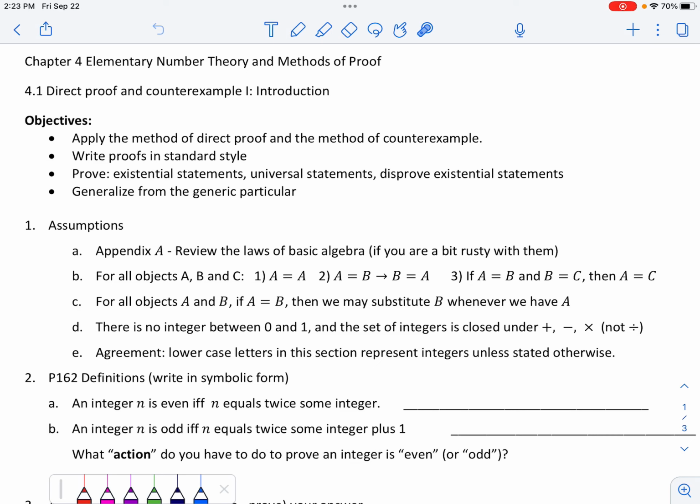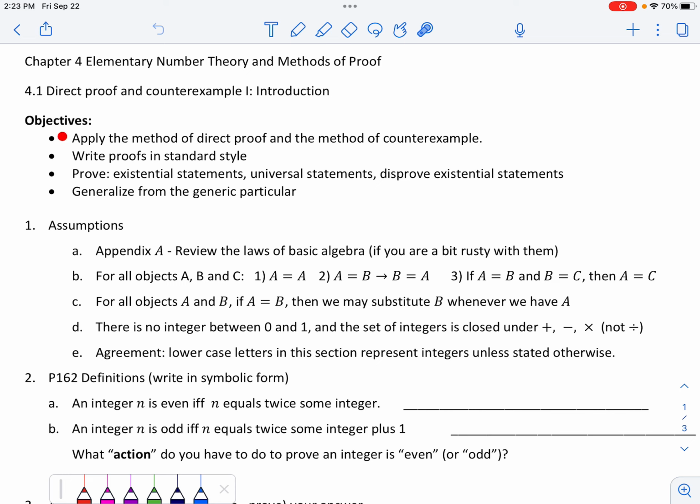In this chapter, we will focus on methods of proof, and we'll introduce different methods using elementary number theory, because when we started our math education, we began with numbers like integers, and then fractions, and then real numbers. So we are familiar with some of the basic rules in the number theory field. That's why we want to introduce the methods of proof using this field.